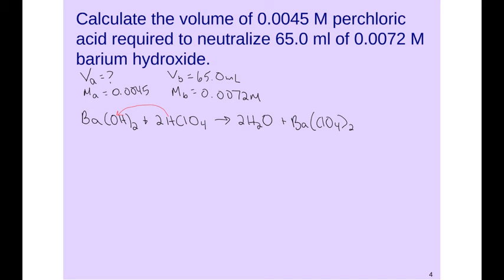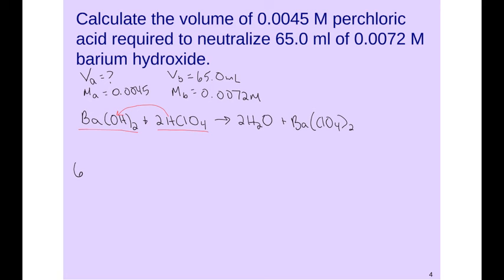We need to balance it, and what I would like you to notice is that this is no longer a one-to-one problem. We have 2 moles of our perchloric acid for every 1 mole of barium hydroxide, which means we cannot just do MAVA equals MBVB. We need to do a full-blown stoichiometry problem. So you always want to start a stoichiometry problem with a given measurement. So our measurement here is our 65 milliliters.